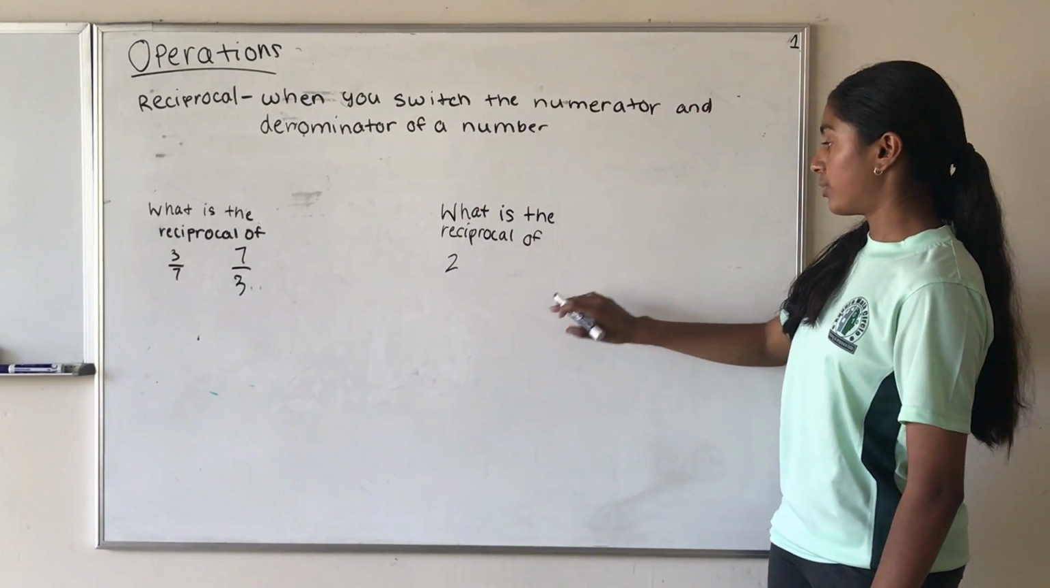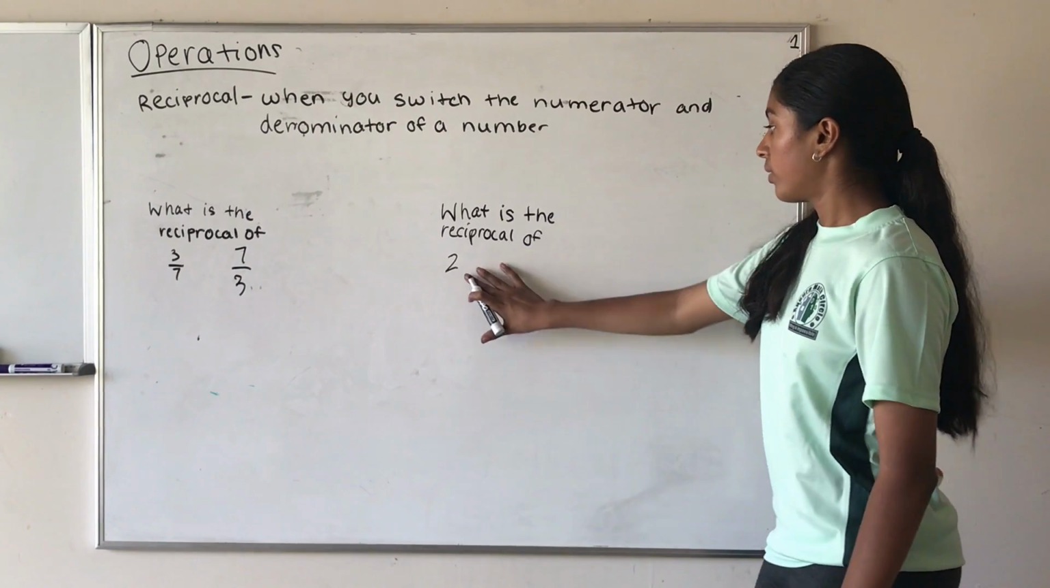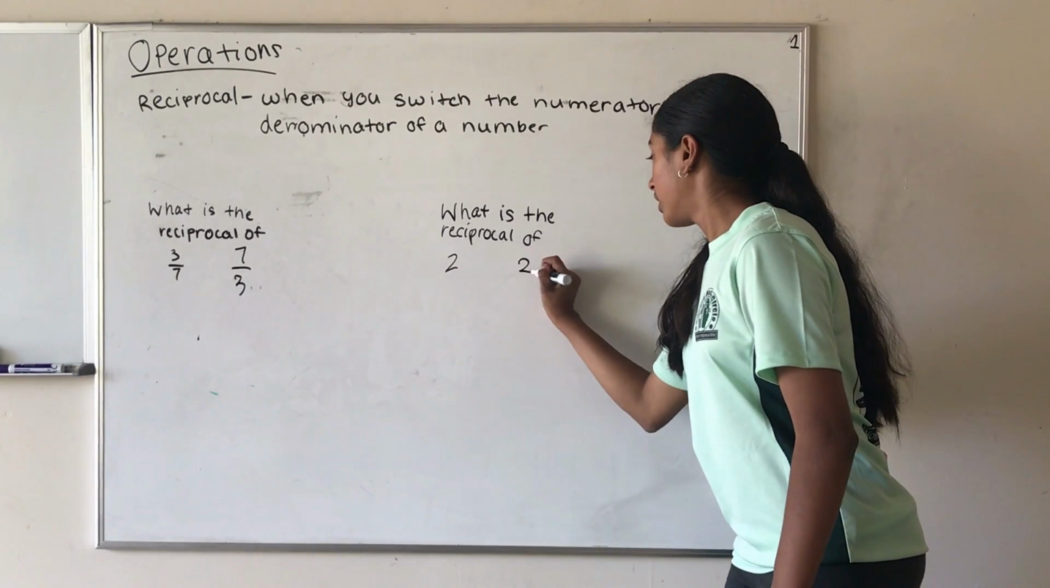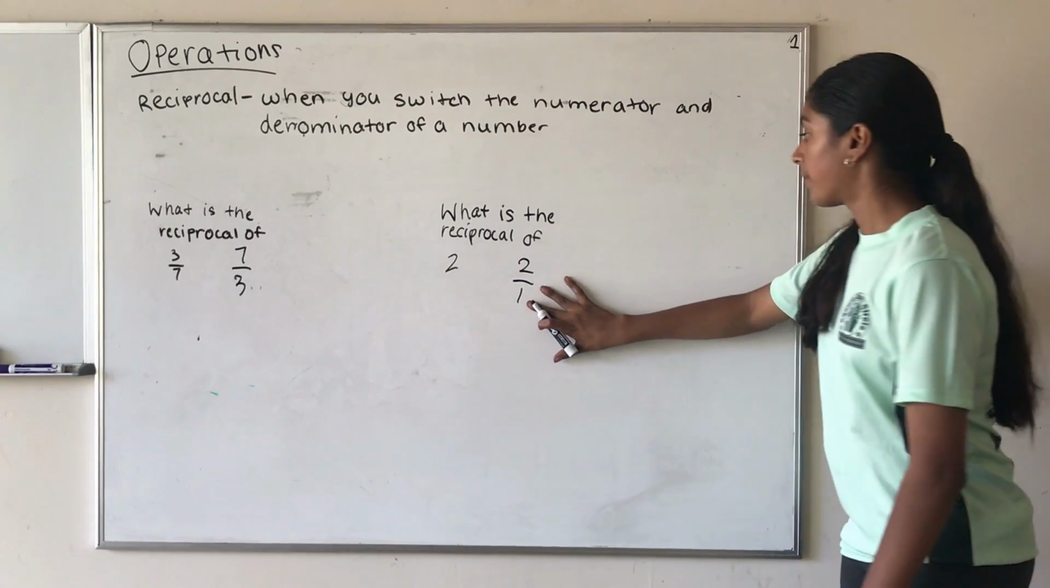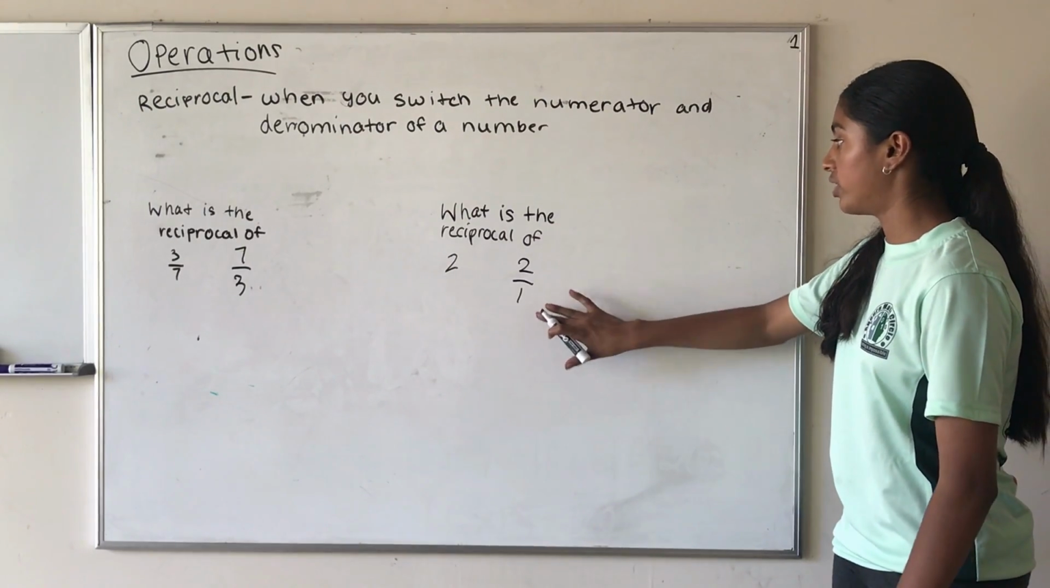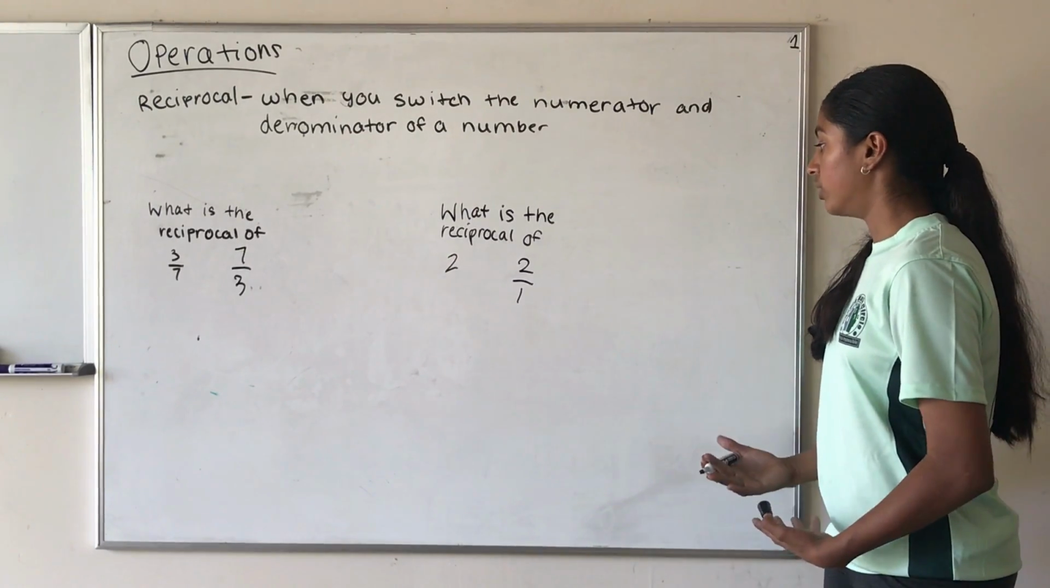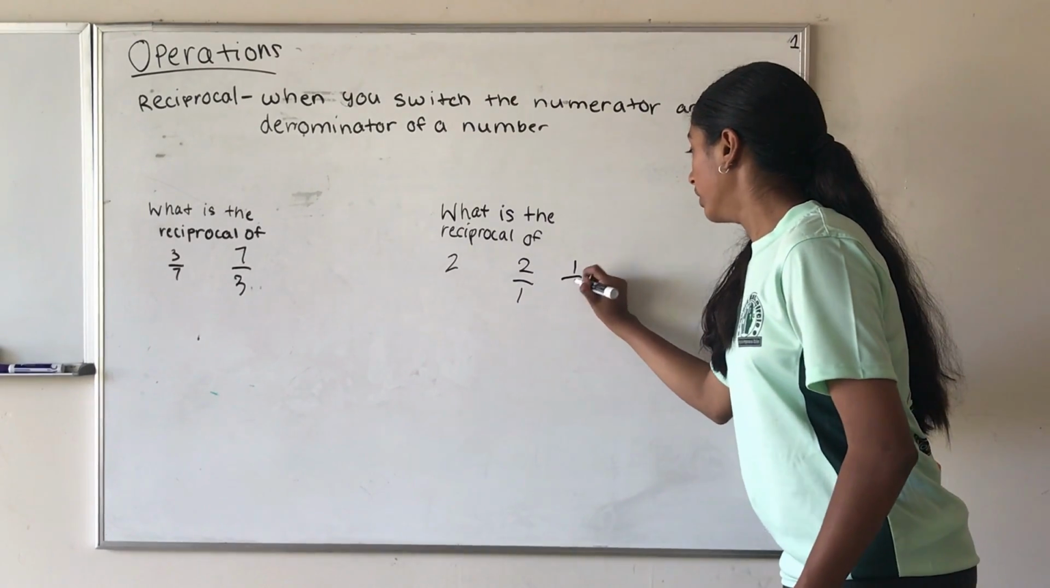If you wanted to find the reciprocal of 2, since 2 is a whole number, it's over 1. So 2 will be the numerator and 1 would be the denominator. So the reciprocal of 2 would be 1 over 2.